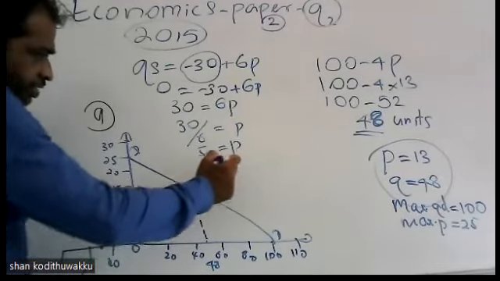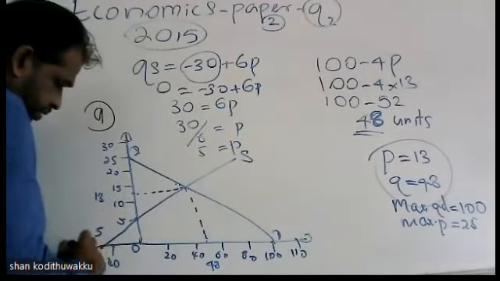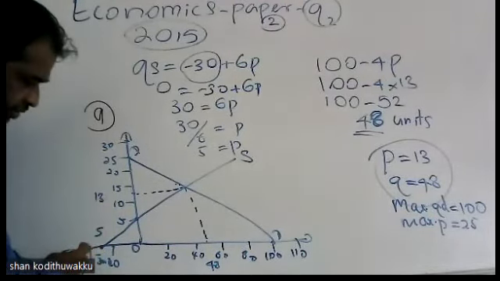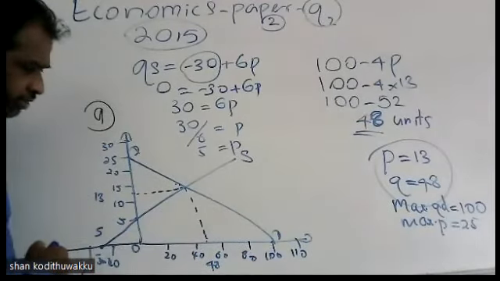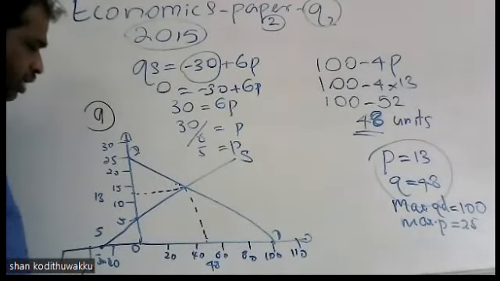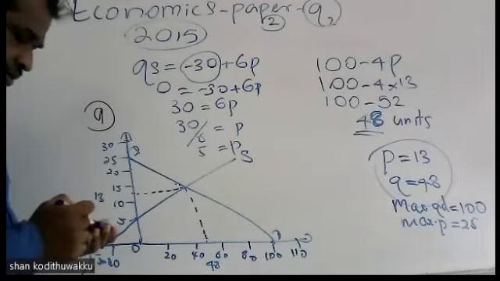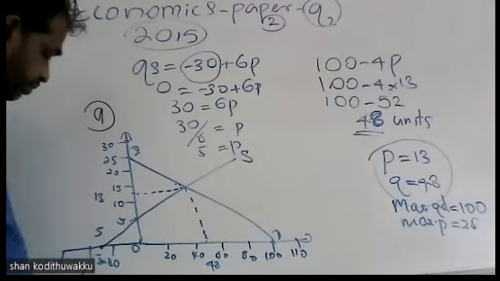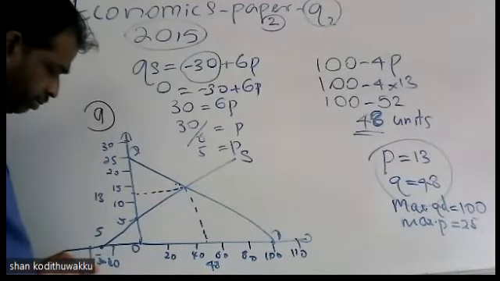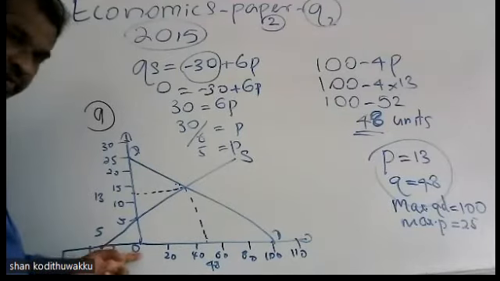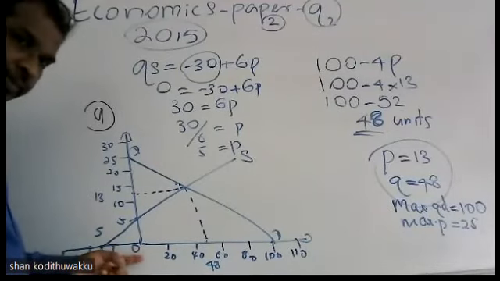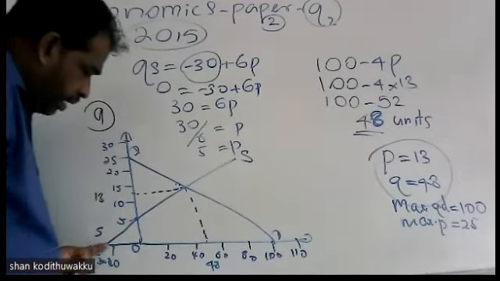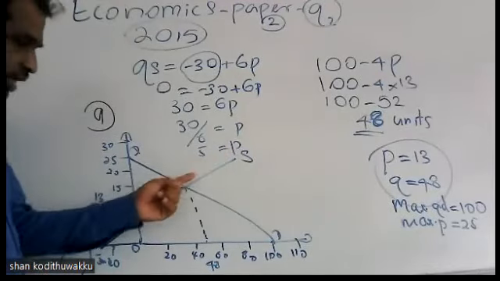This equilibrium point, this is our S. Then at minus 30, our supply curve intersects the horizontal axis, that is the quantity axis. Then this is our equilibrium price 13, quantity 40. We found minus 30 is the quantity supplied when the price is 0. When the quantity supplied is 0, the price will be 5. Then we combine these points and mark through the supply.